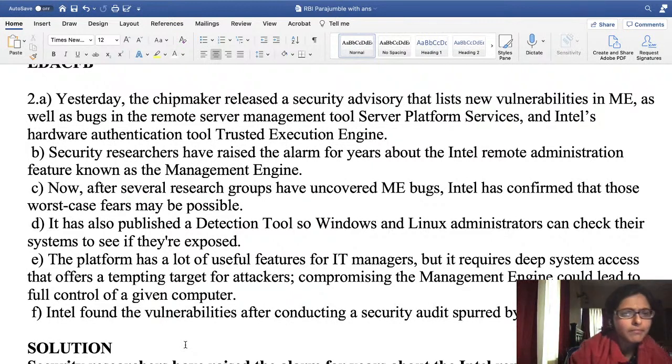Now, this has been released by Intel. The software was launched by Intel. So people are saying that the Management Engine has a lot of issues. It is good, IT managers can use it, but attackers can also attack the software and gain full access to the given computer. All these were complaints made against Intel. So Intel finally accepted that yes, we have a problem with the software. Which sentence tells you that Intel accepts that they have a problem with the software?